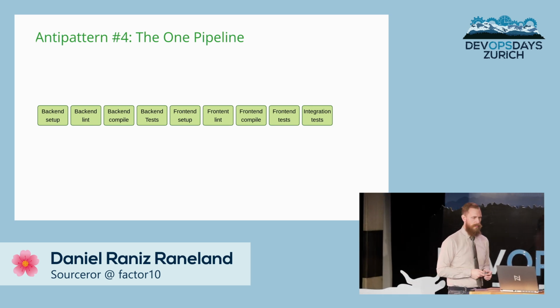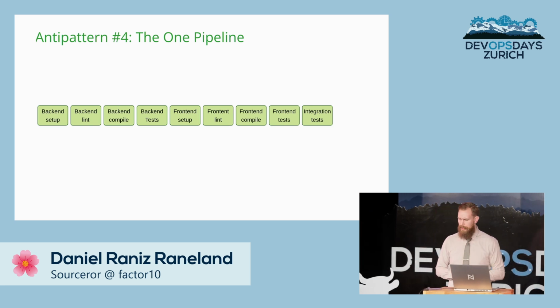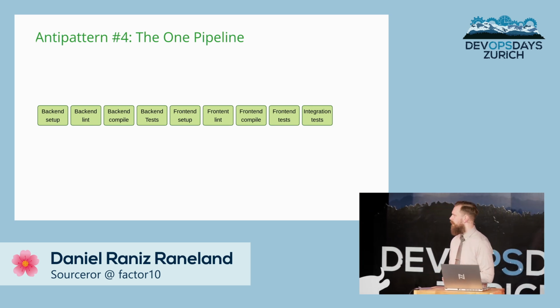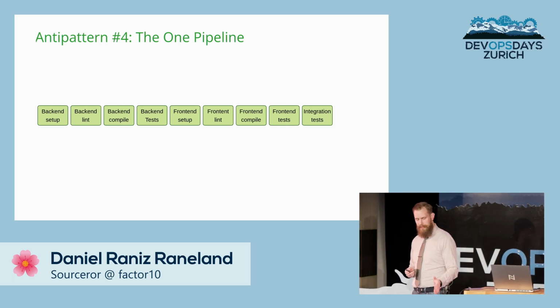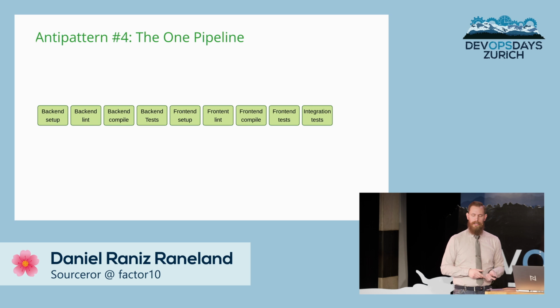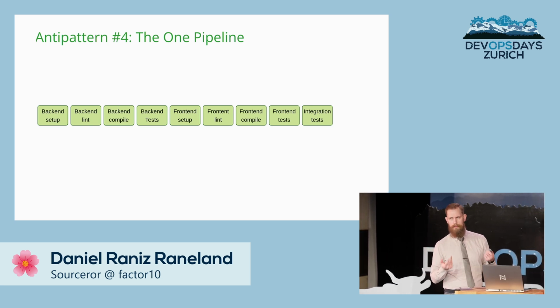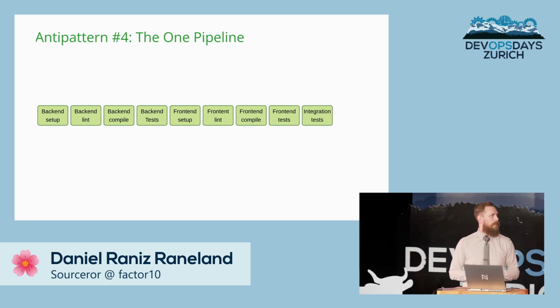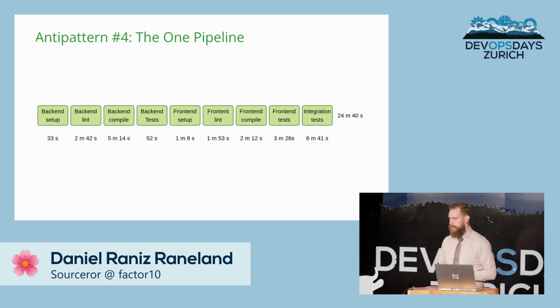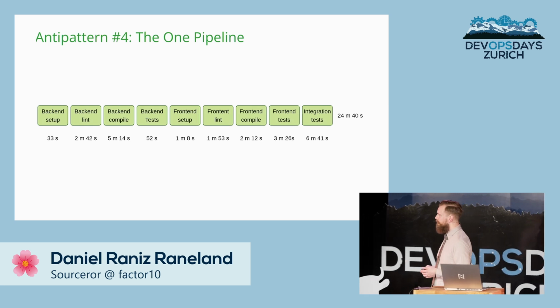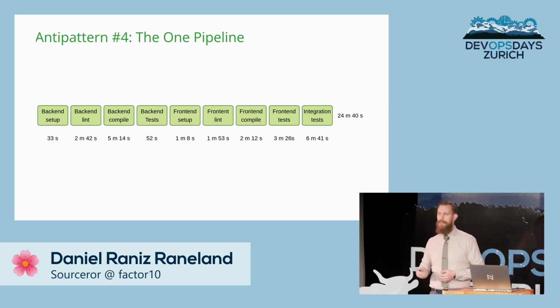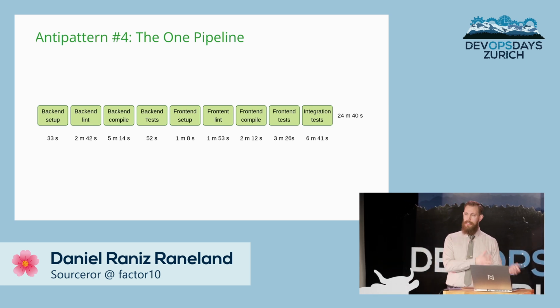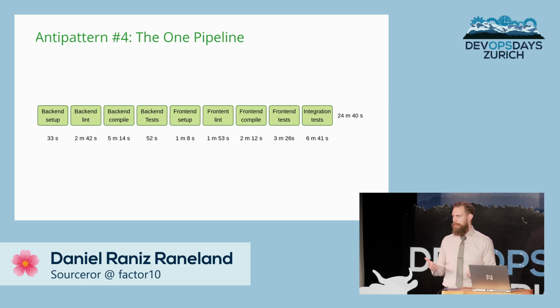This is an example pipeline for a Rust project. It has a front end and a back end. The front end is written in TypeScript, I think. But we do back end setup, linting, compilation, tests, and then we do the same for front end, and then we finish it all off with the integration tests. If we run all of this, it takes 24 minutes and 40 seconds, which is a long time. This will definitely mean that we start a pipeline, we go do something else, we get back to the pipeline and see whether it failed or not.